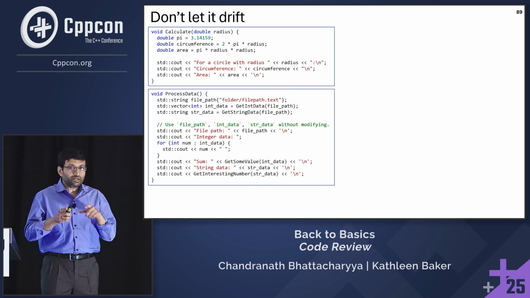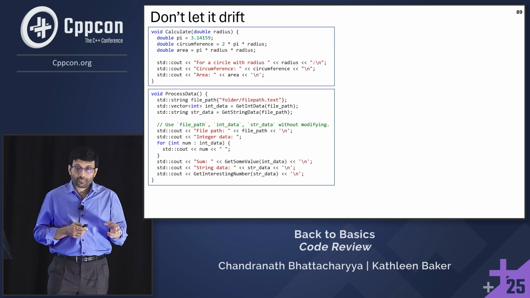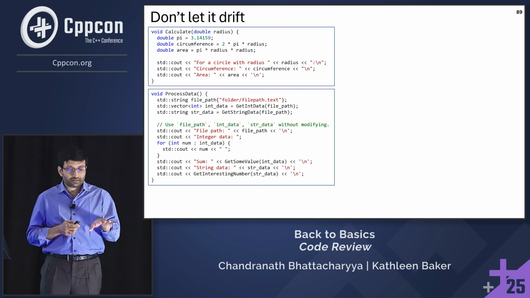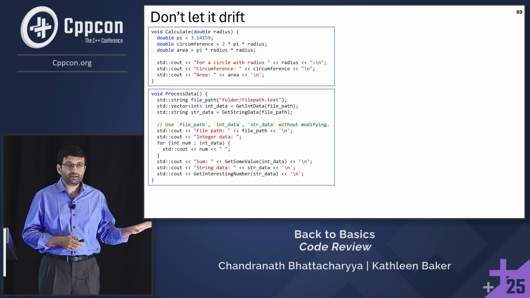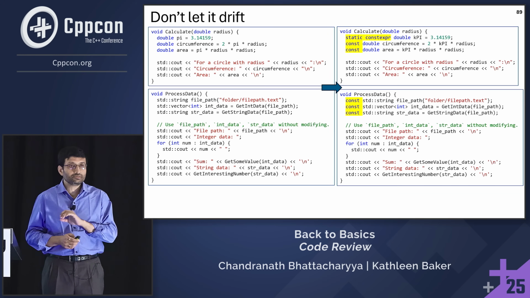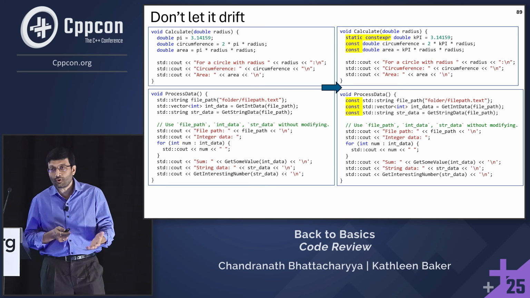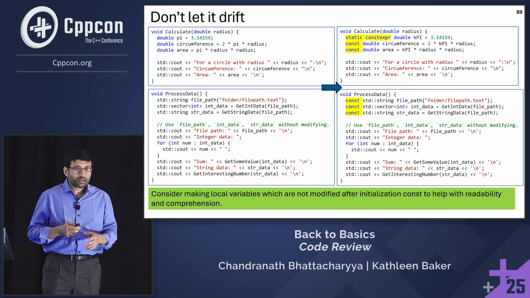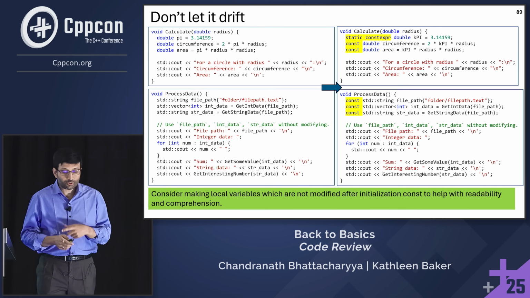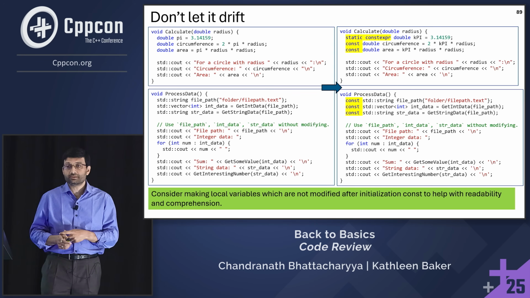Now, if you squint long enough at those functions, you will see that in the second function, once those variables, file path, int data, and string data are initialized, they are not modified again, right? So it may be easier to explain: the moment you actually tag those with const, it becomes easier to understand that code. So consider making local variables which are not modified after initialization const to help with readability and comprehension.